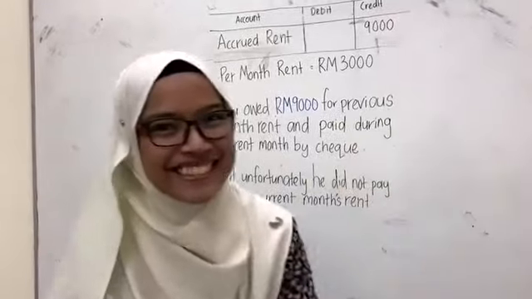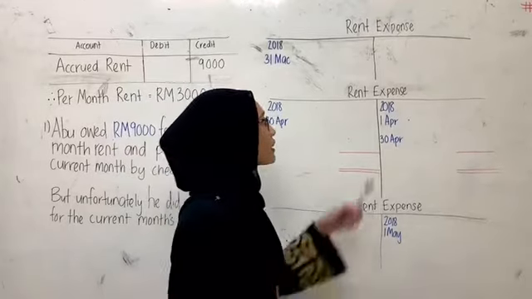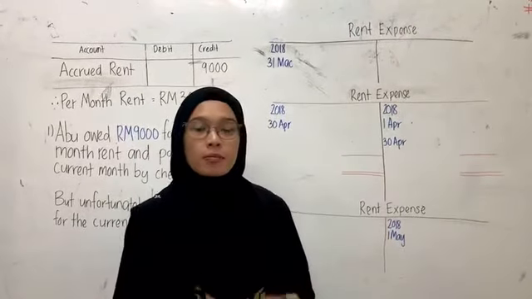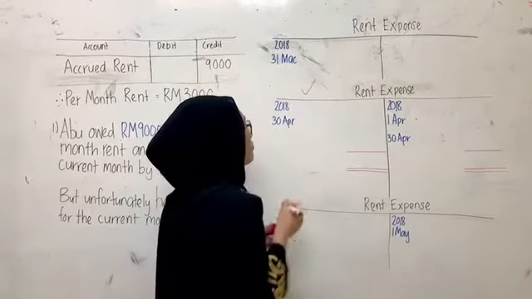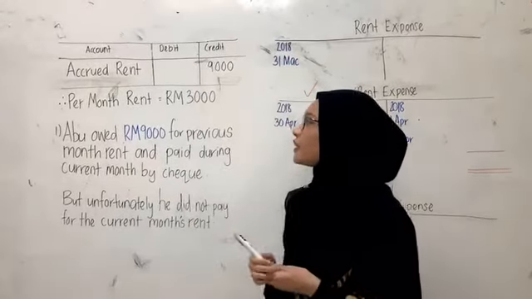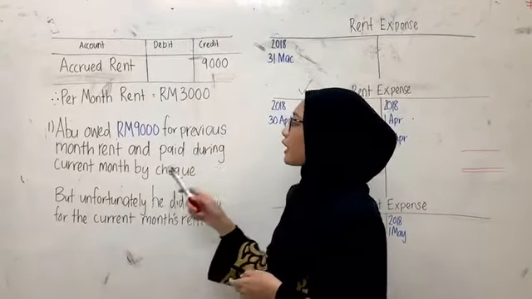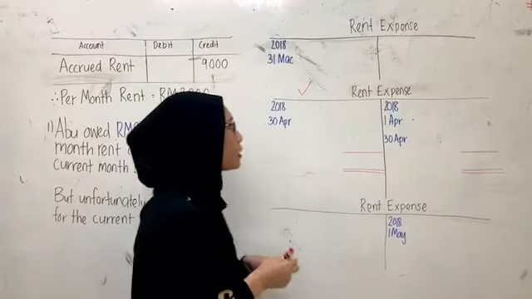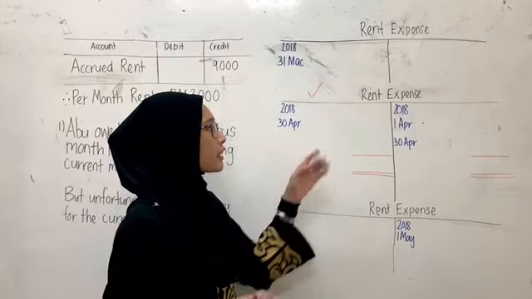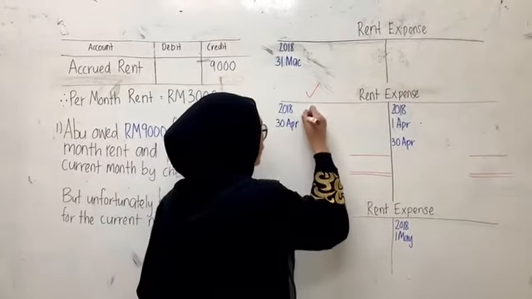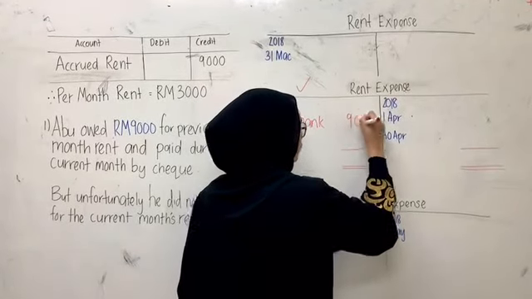So let's solve it. Let's start. For this transaction, we have to open a rent expense account. We have to remember, expense account is a debit nature. For the first transaction here, Abu owed 9,000 ringgit for previous month rent and paid during the current month by check. So we have to debit bank account. Why do we have to debit bank account? Because it increased the expense account. So we have to write bank RM 9,000.